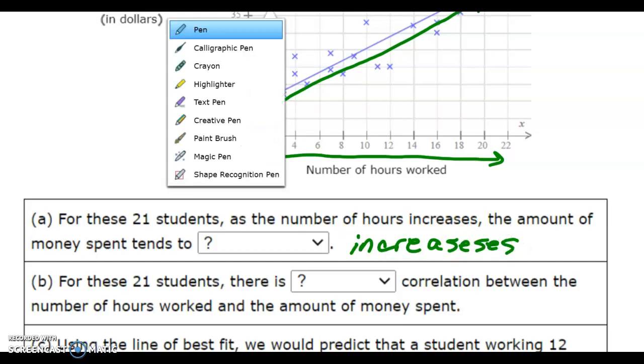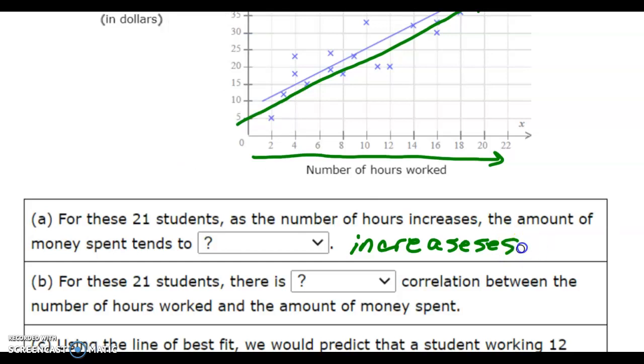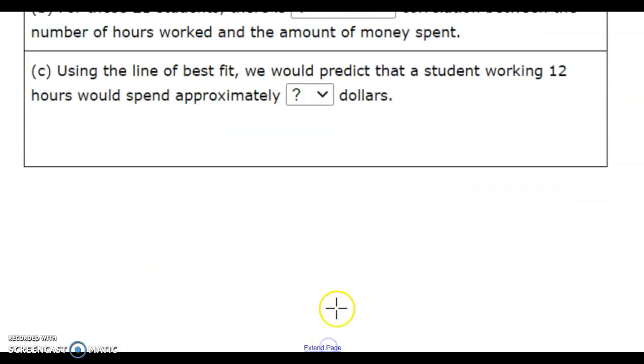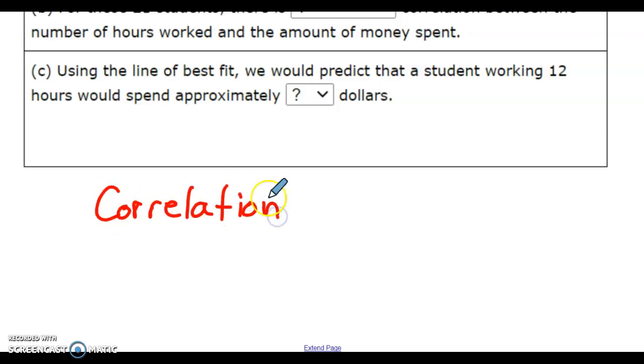And I just put too many S's on increase. There we go. Increases. Okay. And then the second question, for these 21 students, there is blank correlation between the number of hours worked and the amount of money spent. So correlation is a separate little term that we'll spend a little bit more time on as the chapter goes on. Positive correlation is when x goes up, y also goes up.